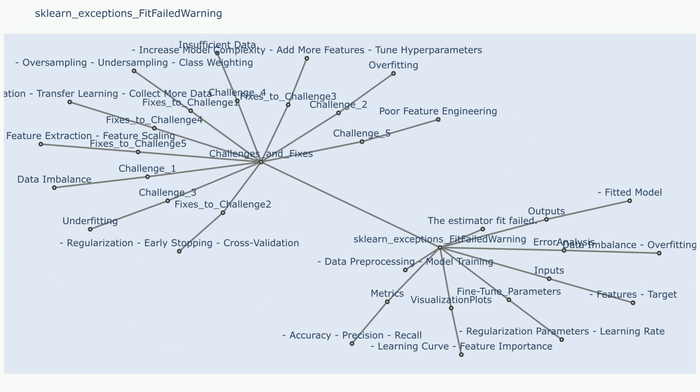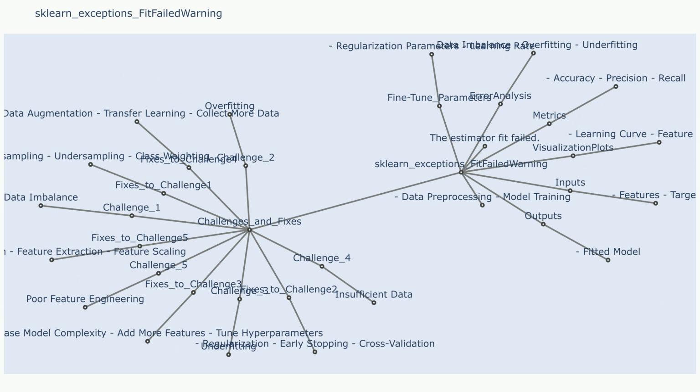Steps: the model is initialized with chosen parameters. The model's fit method is called, attempting to learn patterns from the training data. If the model fails to converge, fit properly, or encounters issues, the fit-failed warning is triggered.